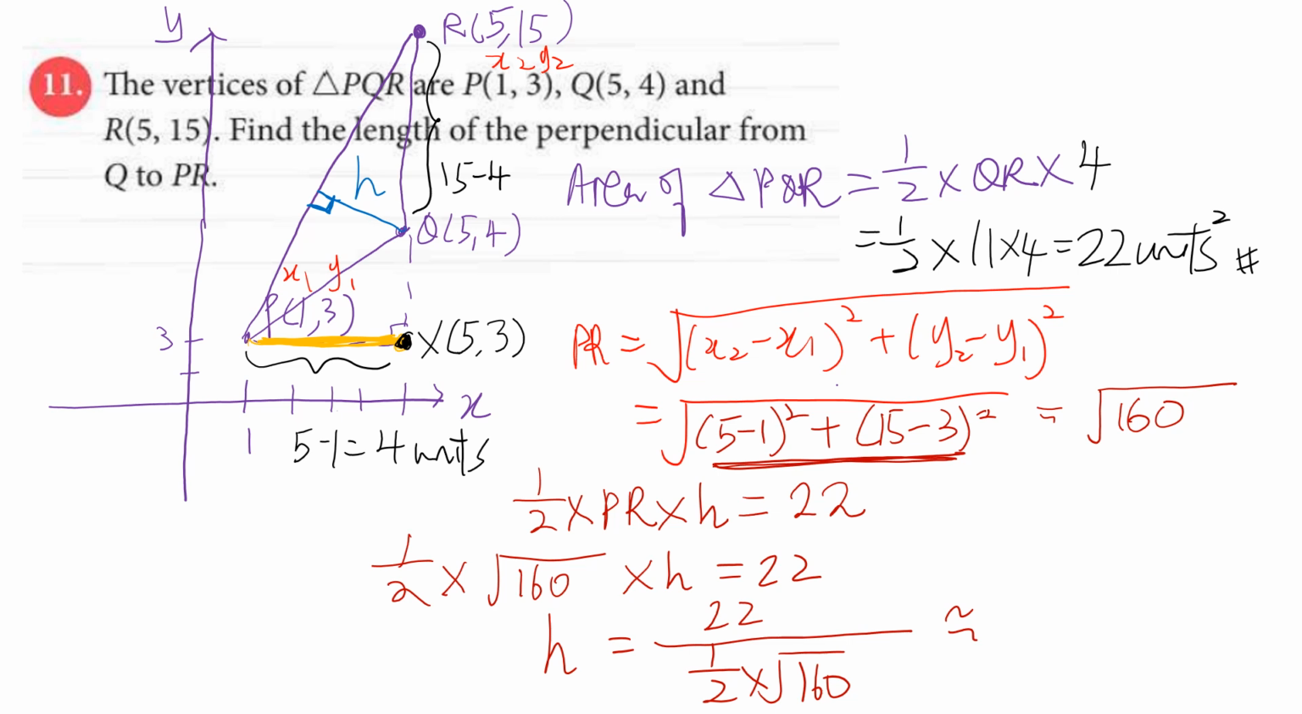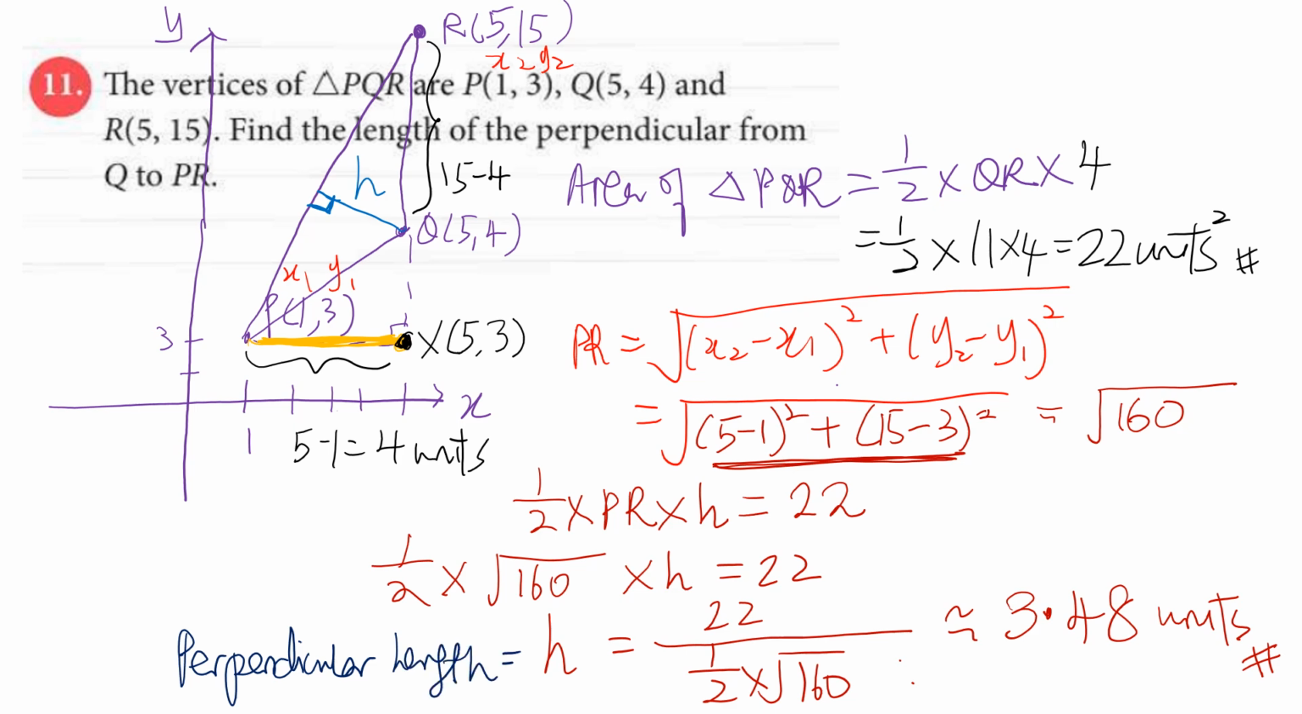And that comes up to be 3.48 units. Yes, okay. Then you can follow up using a proper statement. Therefore, perpendicular length. I think you can just do it this way, because I know some students don't like to write so many sentences. Once you find H, you can just say perpendicular length, because they use length in the question. So perpendicular length equals H equals this answer.